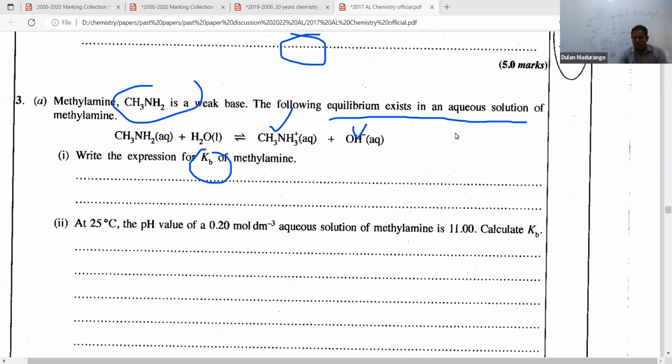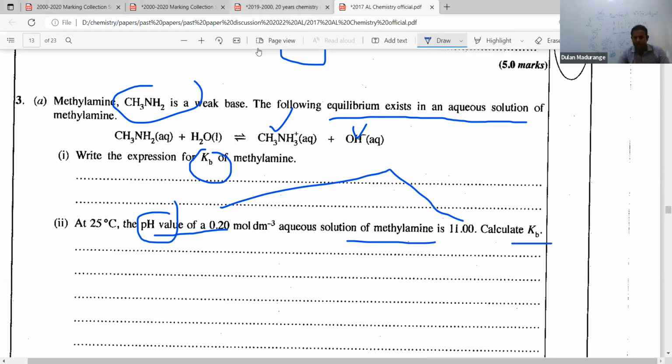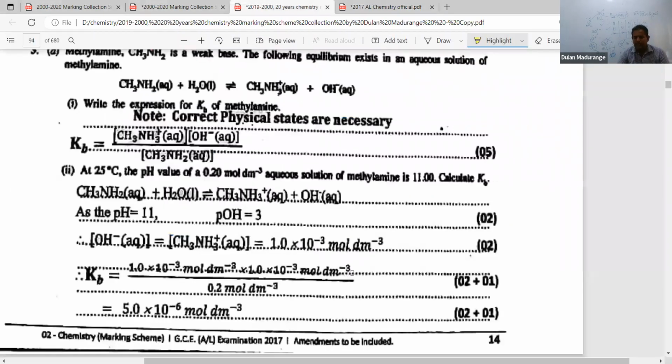So then here you can check the first part. They have given the pH value and are asking: the pH value of 0.2 aqueous solution of methylamine is 11, calculate the Kb. Okay, then please check your answers. Check your answers. 5 marks for this section. Physical steps are the and then here pOH 3, then 2 plus 1 for this expression and 2 plus 1 for the final answer here.